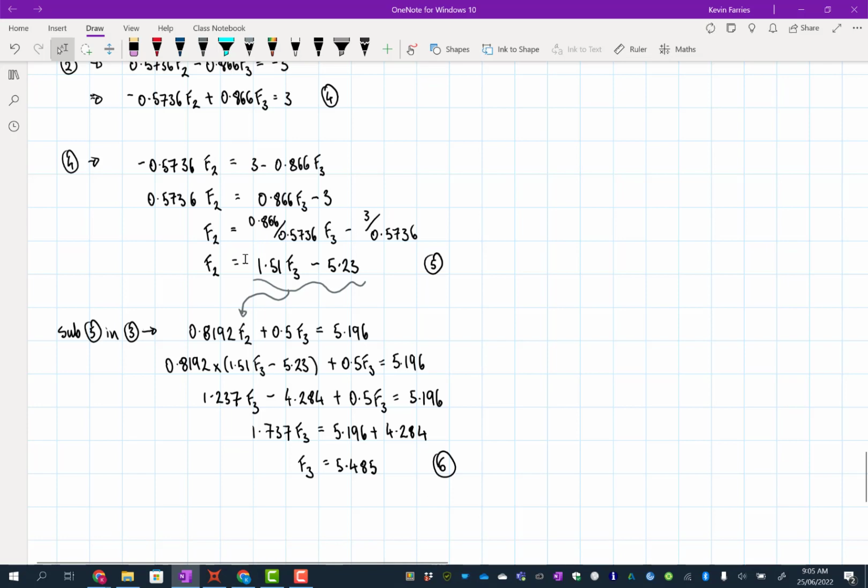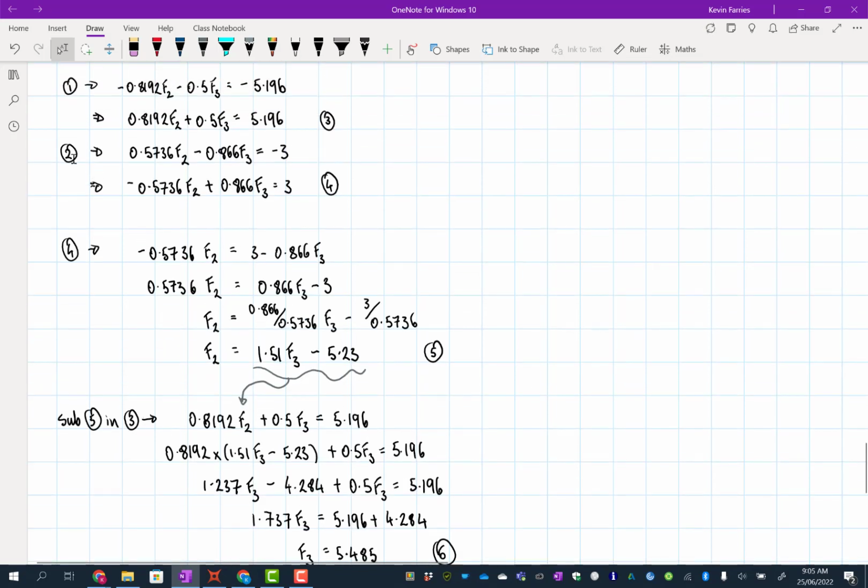So for the check, question 4 came from 2, and so we're going to be substituting it into that. So we're going to stick it back into equation 1 to do a check on that. If ever you're unsure of which one to put it back into for the check, just do both of them. Check both of them are true. If you've got the right values of F2 and F3, both of these equations, 1 and 2, must be true. That's the whole idea of this.